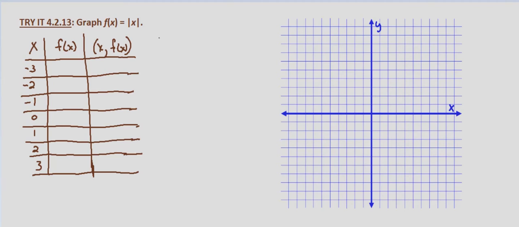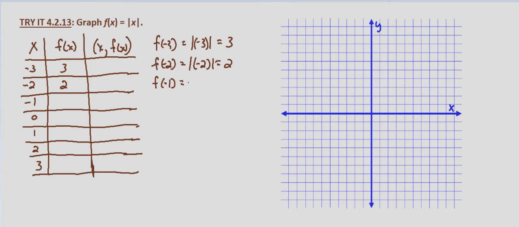So we plug in, I went ahead and made a chart here from -3 to 3 for our x values. So f of -3 equals the absolute value of -3, which equals 3. F of -2 equals the absolute value of -2, which equals 2. And you'll notice a pattern here fairly quickly if you haven't already. F of -1 equals the absolute value of -1, which equals 1.